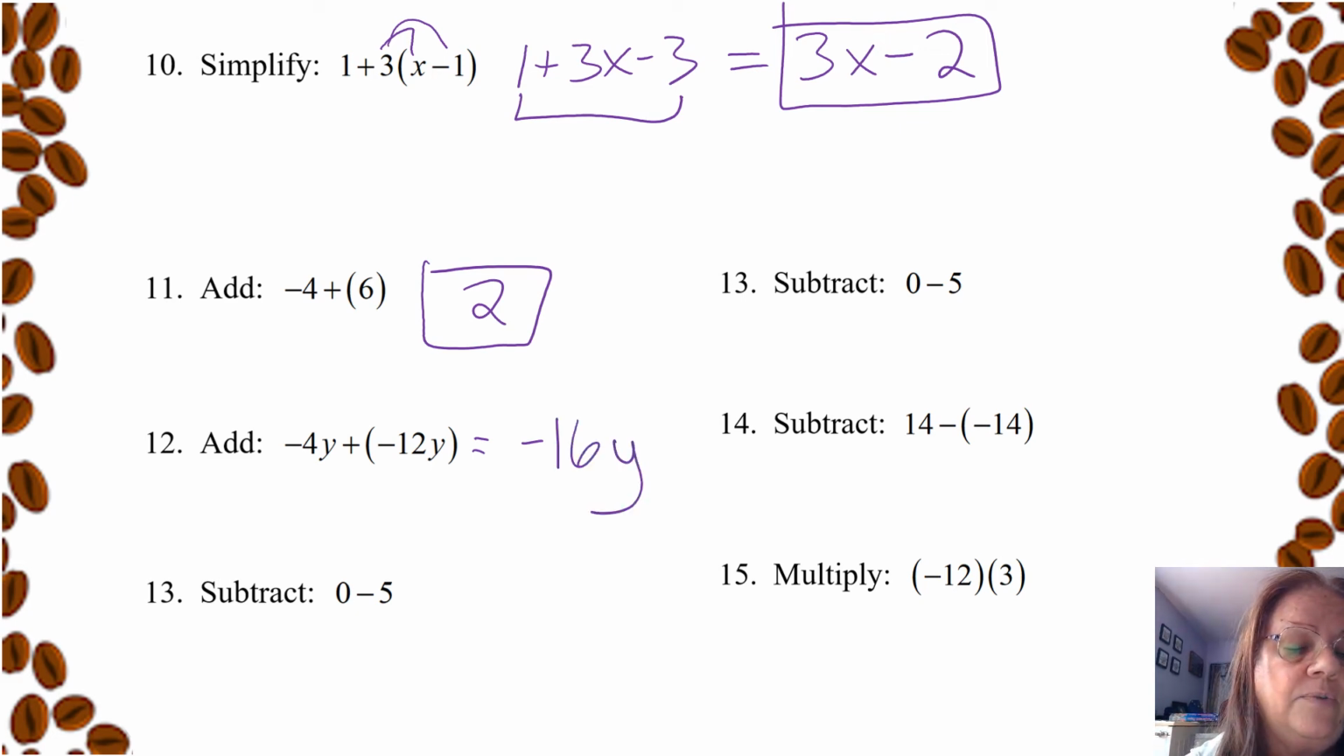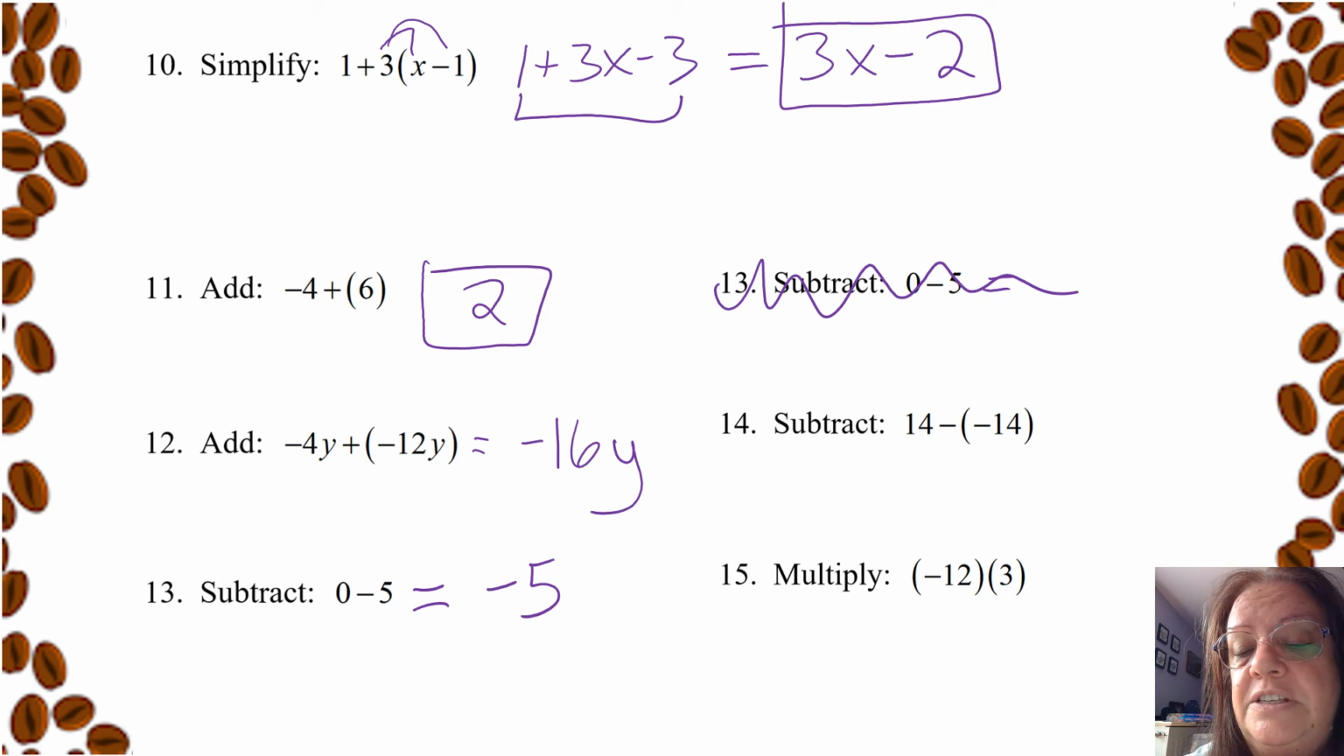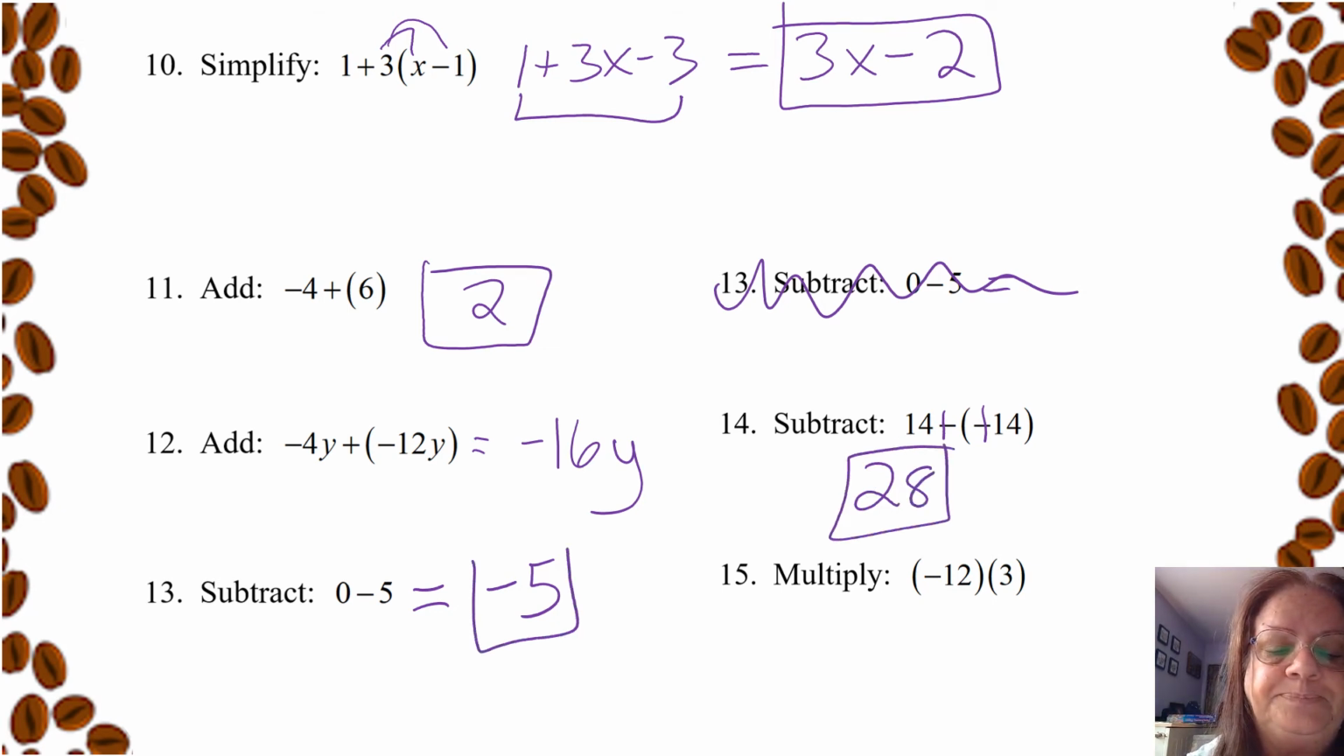All right, number 13, 0 minus 5 is -5. Oh, I have 13 on here twice, so you already did that one. 14. 14 minus a negative. Remember, when we subtract, it's plus the opposite. So this is 14 plus 14, which is 28.